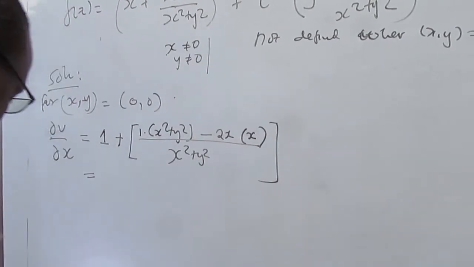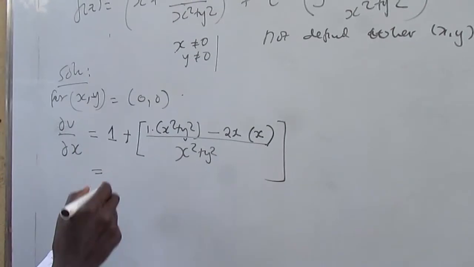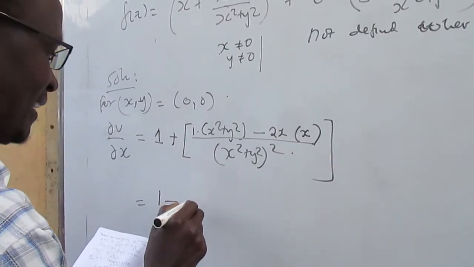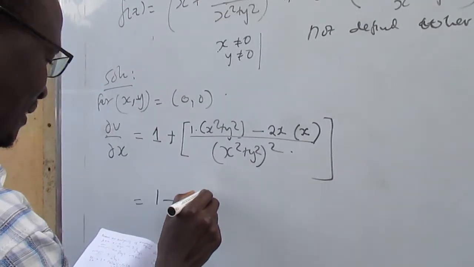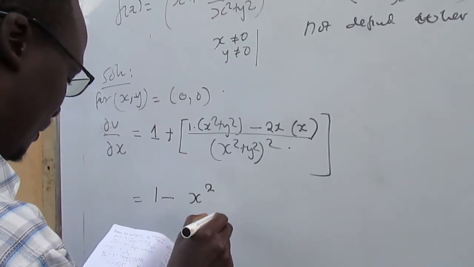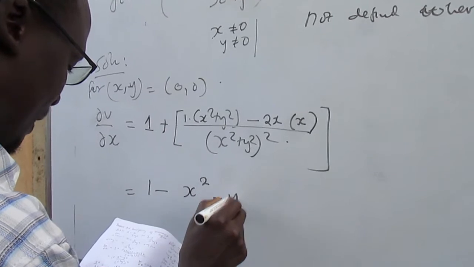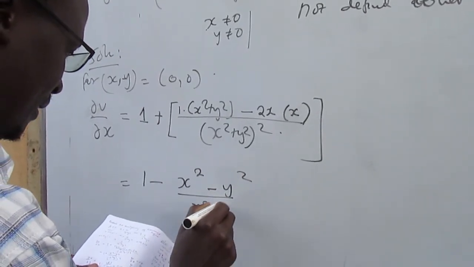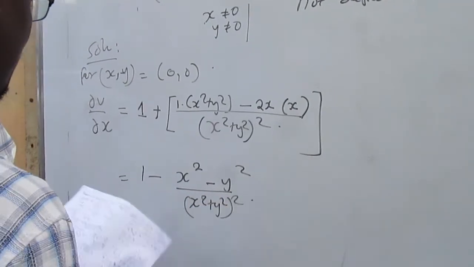And so if you work this out, you should get 1 minus x squared minus y squared over x squared plus y squared, the whole quantity squared.